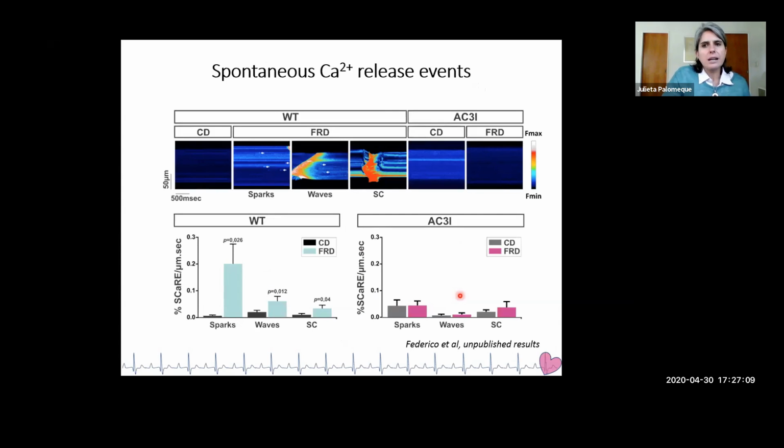So we wanted to check in another model of CaMKII inhibition if we can prevent these spontaneous calcium release events. And we can see here again that in wild-type mice, the fructose-rich diet induces sparks, waves, and spontaneous contractions in these confocal images. And when we use the AC3I mice, which express the inhibitor AC3 at the whole heart level, we don't have any spontaneous calcium release events. And we have here the overall results of this experiment.